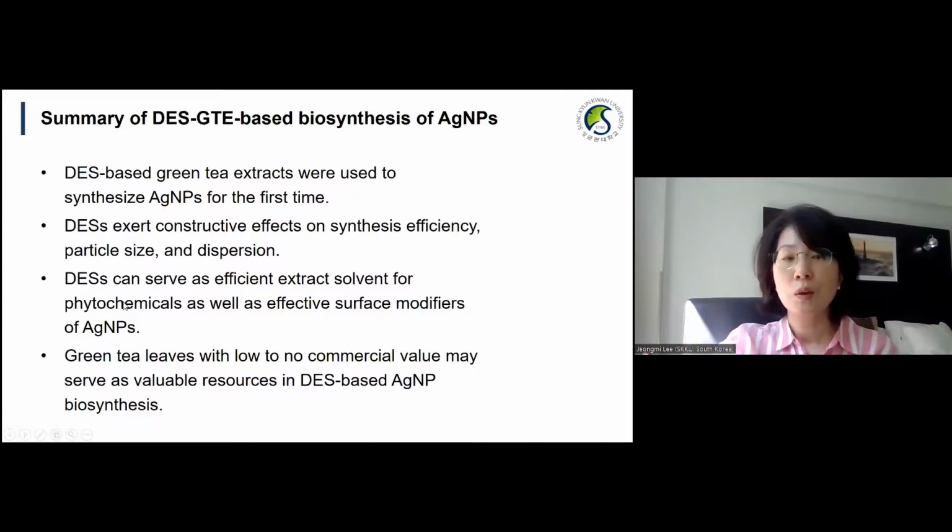And lastly, we can suggest that green tea leaves that may have no commercial value could still be valuable resources in this DES-based silver nanoparticle biosynthesis method.